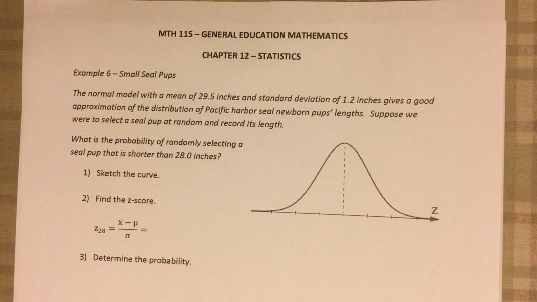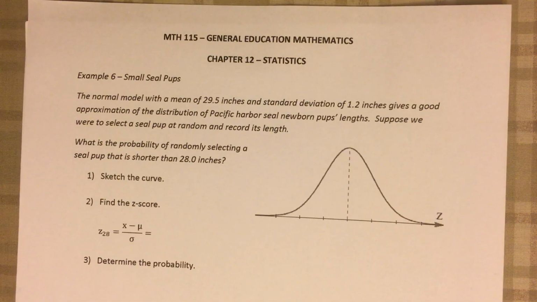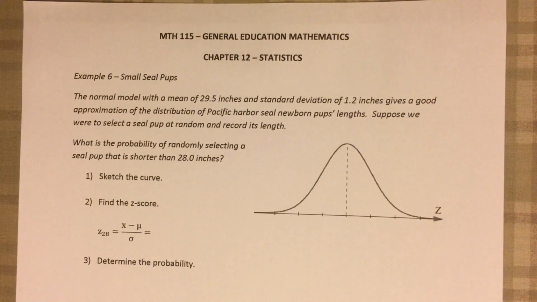These next two examples, we're going to be looking at the length of seal pups. So the normal model with a mean of 29.5 inches and a standard deviation of 1.2 inches gives us a good approximation of the distribution of Pacific Harbor seal newborn pup lengths. Suppose we were to select a seal pup at random and record its length. What is the probability that the randomly selected seal pup is shorter than 28.0 inches?